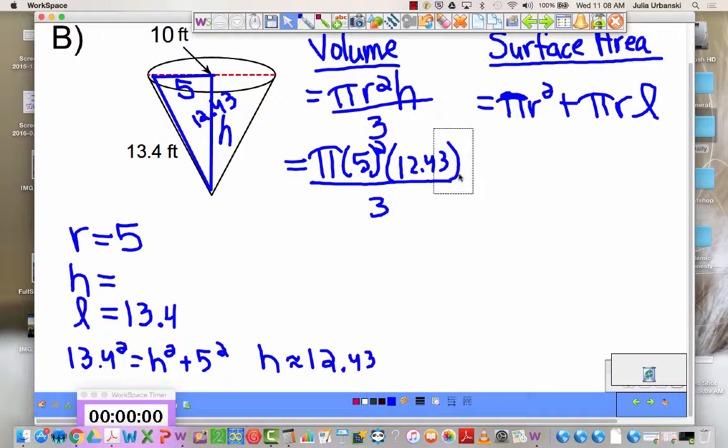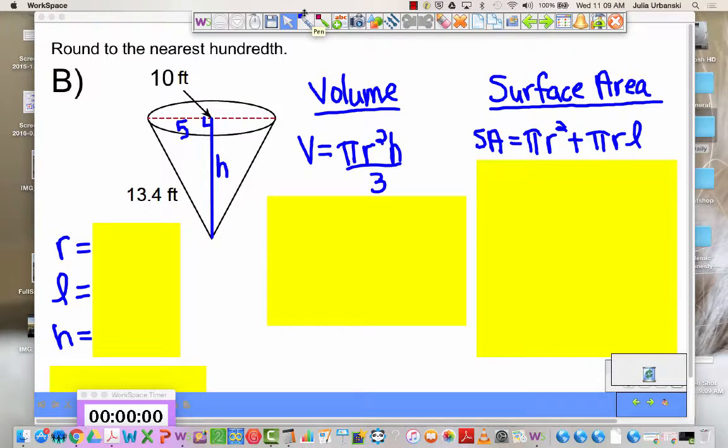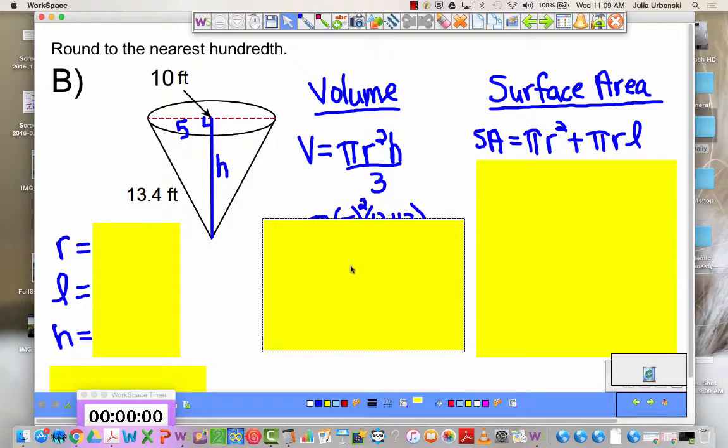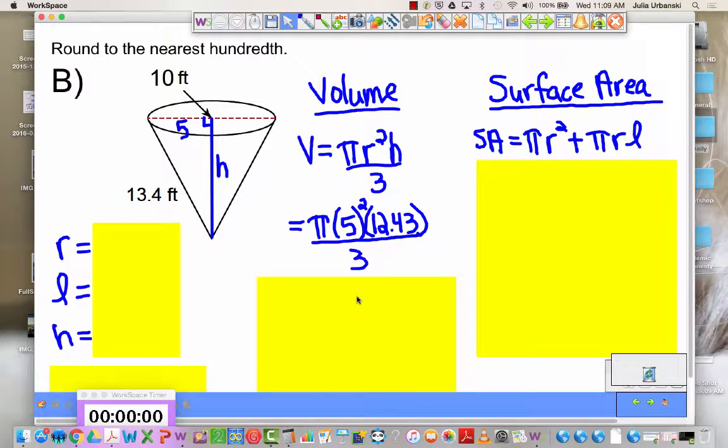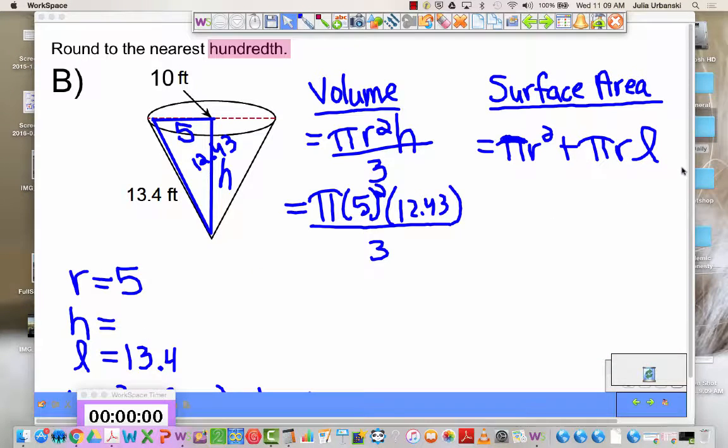So, let's do this in the calculator. Do 5 squared times pi times 12.43. Divide it all by 3. 325.4, I heard. Oh yeah, 0.42. Pythagorean theorem. I know. I'll come over and show you. Just copy down for now, because I'm going to get it in one go.